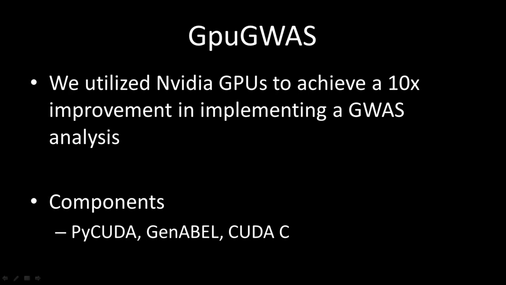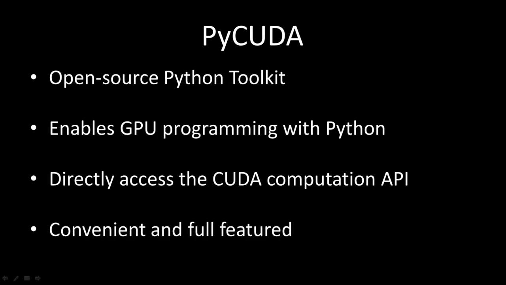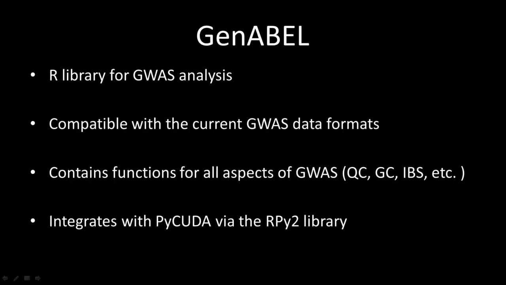The three key components for constructing GPU GWAS are PyCUDA, Genome, and CUDA-C. PyCUDA is an open source Python toolkit. It enables GPU programming with Python. It directly accesses the CUDA computation API. It is convenient and full-featured. Genome is an R library for GWAS analysis. It is compatible with the current GWAS data formats. It contains functions for all aspects of GWAS, and it integrates with PyCUDA via the rpy2 library.